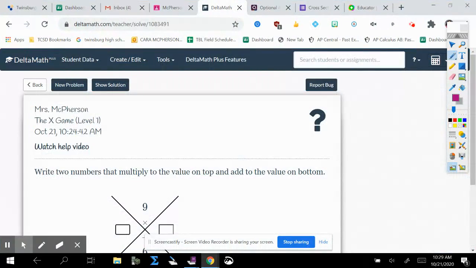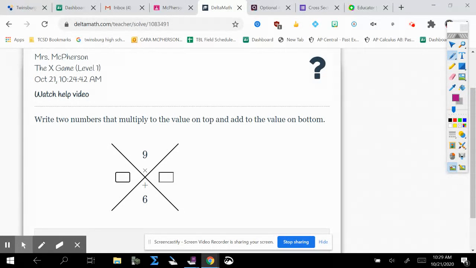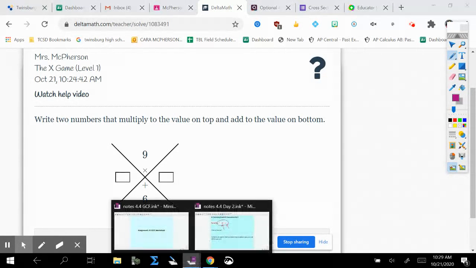So this is their X game. And they will put a little X and ask you to come up with numbers that multiply to the value on top and add to the value on the bottom. So to multiply to get 9 and add to get 6, the numbers must be 3 and 3 because 3 times 3 is 9 and 3 plus 3 is 6. It's a great way to kind of get your brain ready for this factoring.